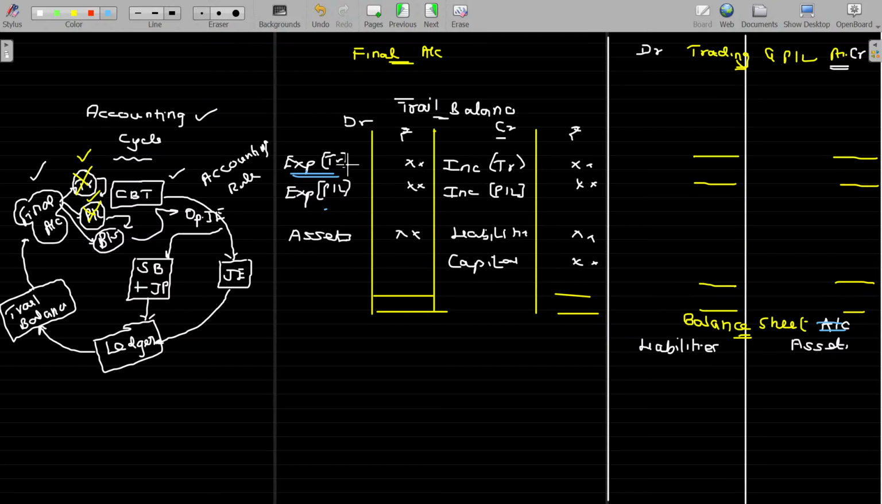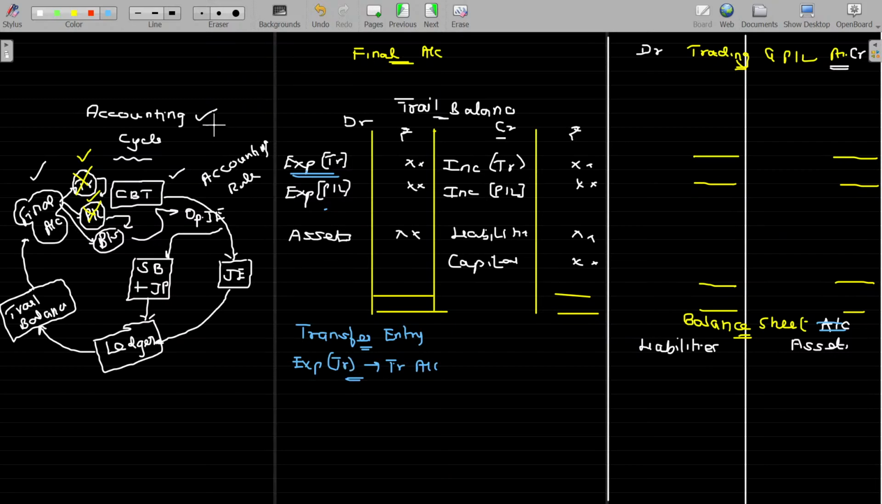I am transferring this expenses account from the trial balance to trading account. How do I pass a transfer entry here? You just see that. I am going to pass a transfer entry here. So for transferring expenses related to the trading account to trading account. Okay. How do I pass?